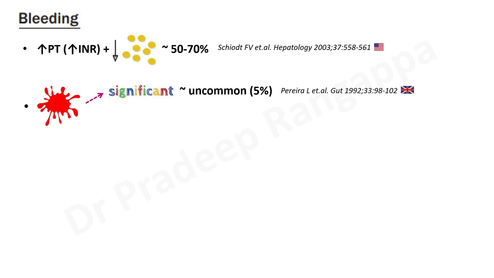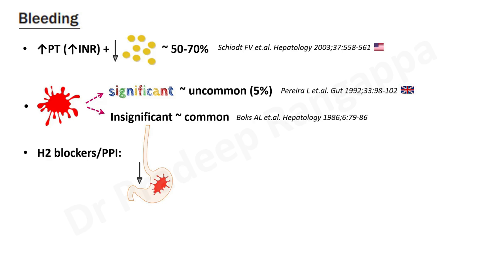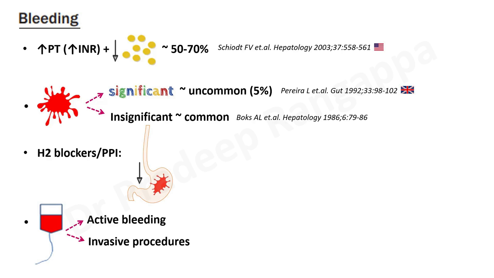And we also have seen in our practice that intracranial hemorrhage or life-threatening hemorrhage seldom do happen. But insignificant hemorrhage is common in most of these patients. Like they can have mucosal bleeding, they can have gum bleeding, they can even have GI bleeds because of erosive gastritis. But they wouldn't have catastrophic life-threatening bleeding. And simple H2 blockers or PPIs are shown to reduce the GI hemorrhages, and blood transfusion needs to be reserved only in patients with active bleeding or where invasive procedures are undertaken.